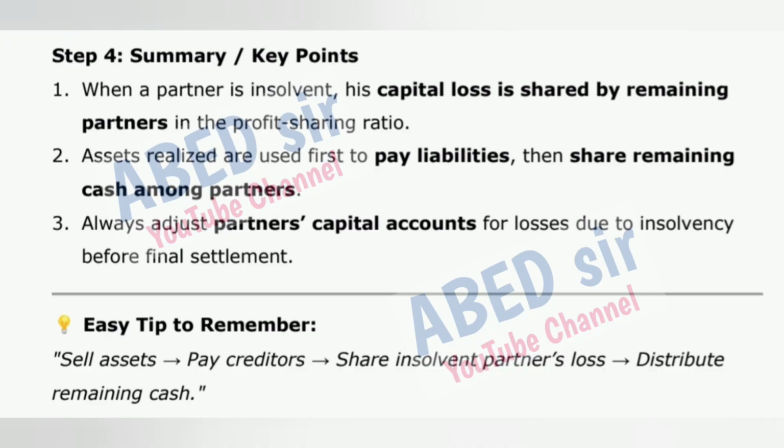Step 4. Summary key points. When a partner is insolvent, his capital loss is shared by remaining partners in the profit-sharing ratio. Assets realized are used first to pay liabilities, then share remaining cash among partners. Always adjust partners' capital accounts for losses due to insolvency before final settlement. Easy tip to remember: sell assets, pay creditors, share insolvent partner's loss, distribute remaining cash.